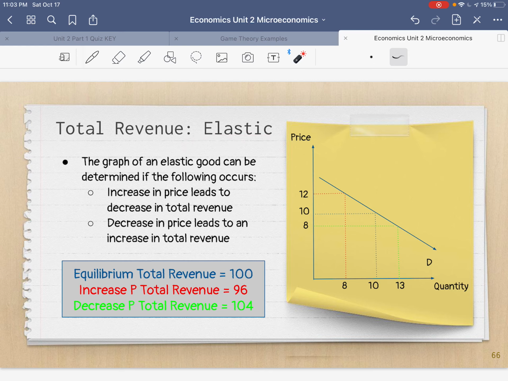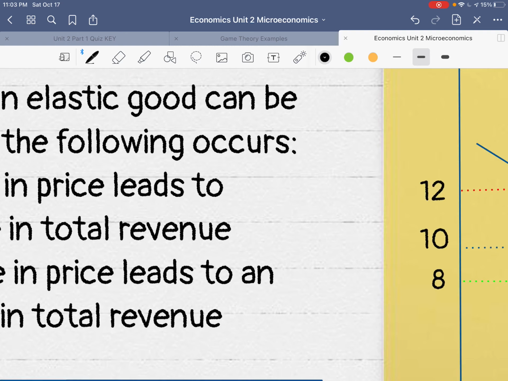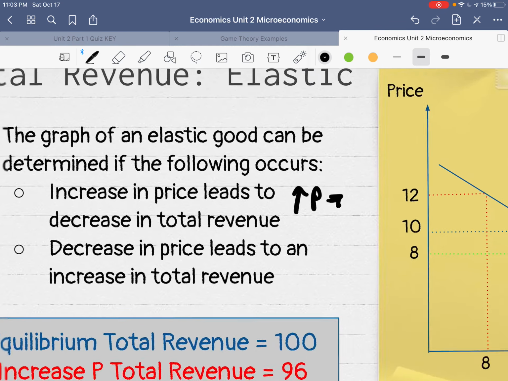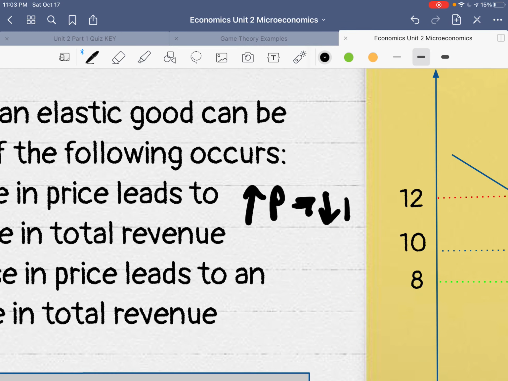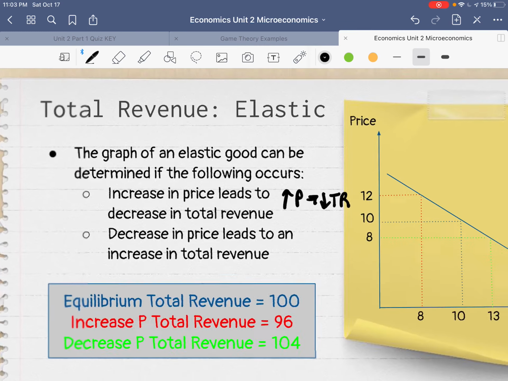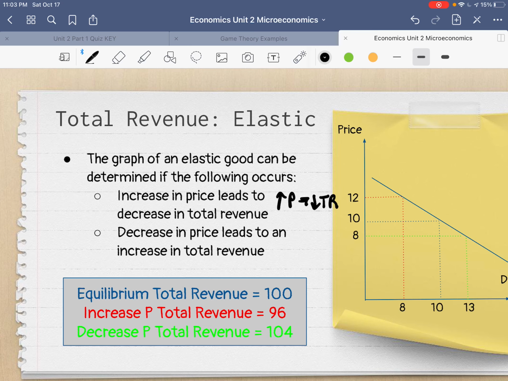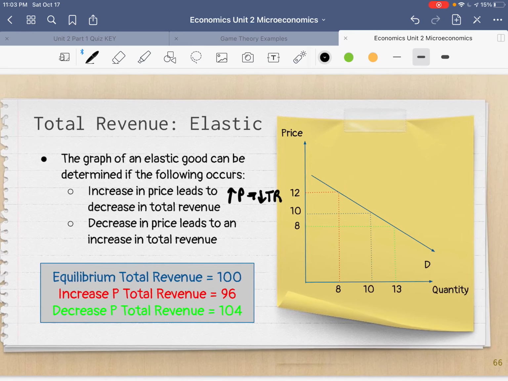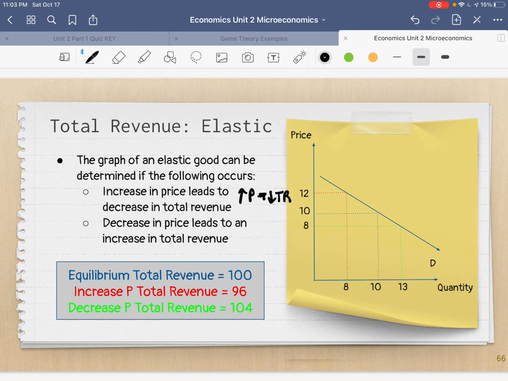An increase in price, it is an elastic product. It is an elastic demand curve if an increase in price leads to a decrease in total revenue. In your notes, will you shorthand that for me? An increase in price leads to a decrease in total revenue. So that means that the graph is elastic. Okay, so let's take a look at what that would mean. So here I have my equilibrium right here. Let's increase the price, and I did it in red. Let me do it over top in red for you too.